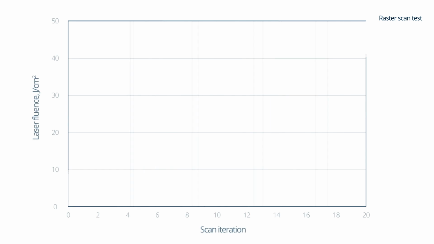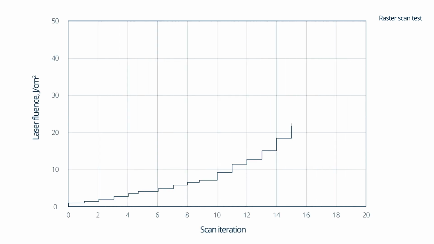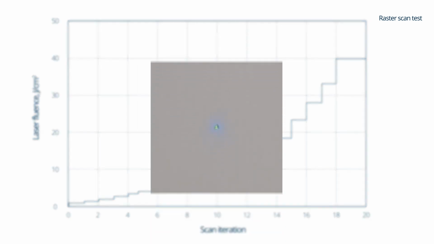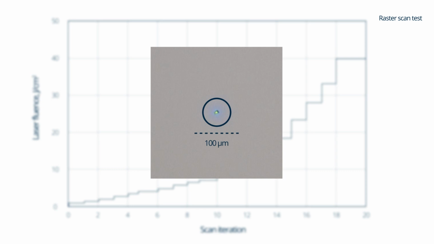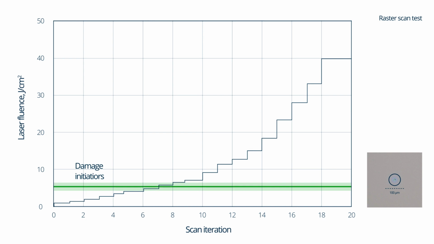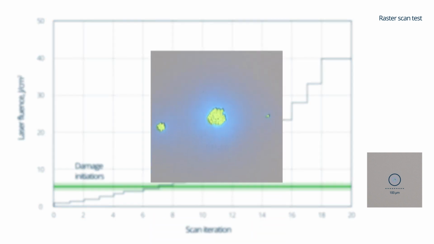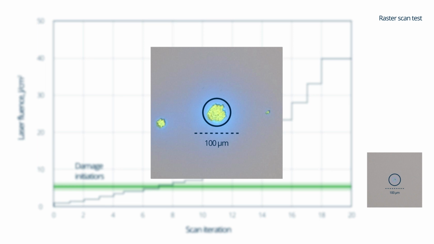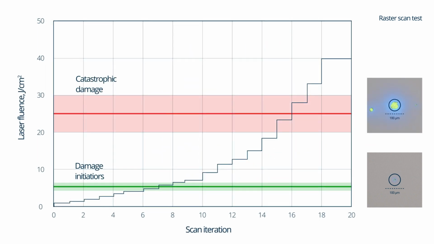Various scenarios can be observed in practice. For example, some damages are barely visible and appear in the form of small pinpoints. Let's call them damage initiators. At higher irradiation levels, small damages turn into larger craters. Let's call them catastrophic damage. The higher the irradiation level, the more objects become apparent. Also, their sizes tend to increase.